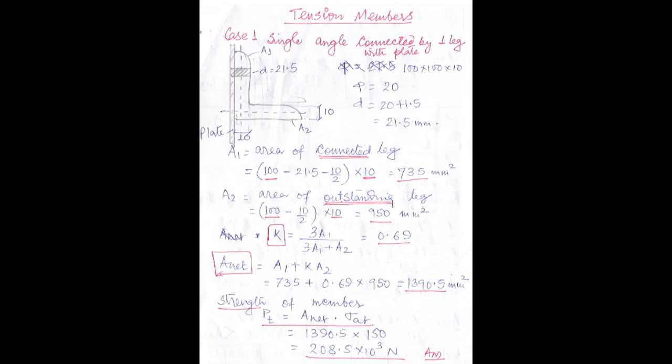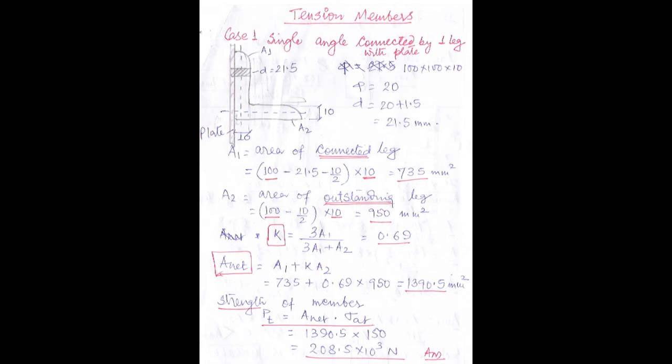Rectangular section, what is the area? Length into, or the width into the thickness. So what is the length of the connected leg? That is 100, that I have marked with red. Correct? And after the bracket I have given as multiplied by 10. 10 is what? 10 is the thickness. Suppose the riveting is not there. So how will we find out the area of one leg? Simply 100 multiplied by 10, correct? The length multiplied by the thickness.